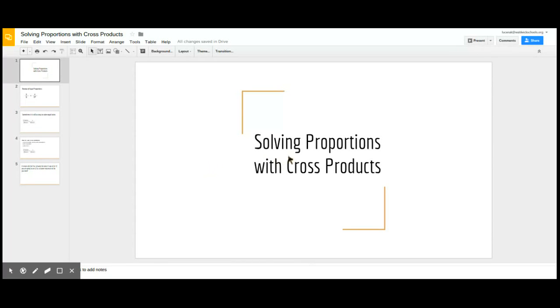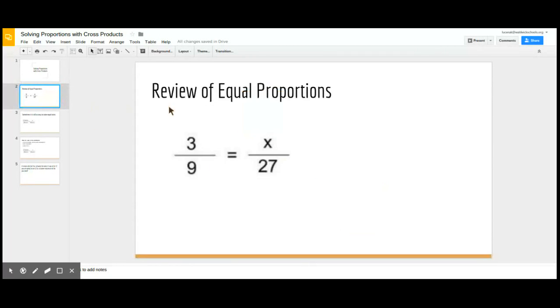Today we're going to be solving proportions using cross products. The first thing that we're going to do is review equal proportions. So we have the proportion set up here with the ratio 3 to 9 set equal to the ratio x to 27. We have a variable here, so we need to solve this proportion to find the value for x.